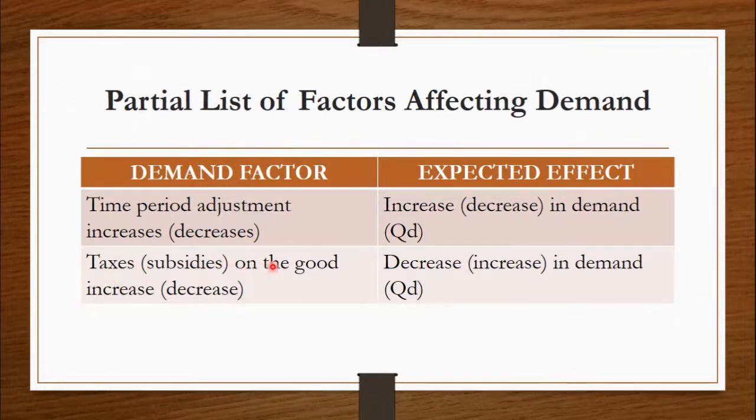Next is tax subsidies. If tax subsidies on the good increase, there is a decrease in demand. Or if taxes on the good increase, there is a decrease in demand. So mas dako naman kag bayaran nga tax, di ba? May increase man yung bayaran nga tax. So meaning si supplier is instead of using the money nga ibayad sa tax to create the product, dili naman siya makabuhat ana.